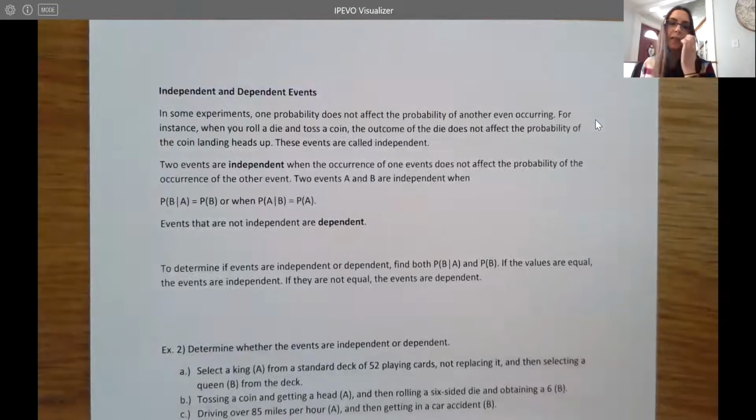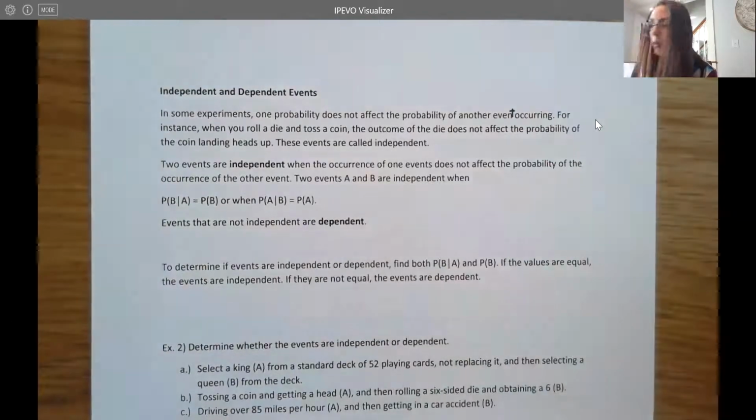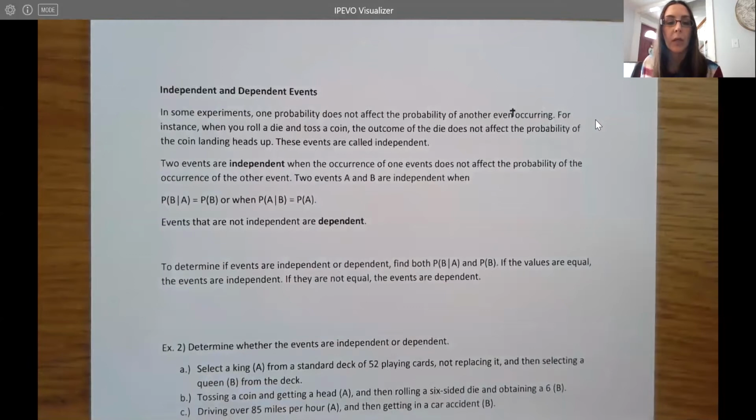Now, this brings us to the idea of independent and dependent events. So in some experiments, one probability does not affect the probability of another event occurring. For instance, when you roll a die and toss a coin, the outcome of the die does not affect the probability of the coin landing heads up. So these events are independent, right? So think about it. If I roll a die and I toss a coin, in no way is the die affecting the coin, right? They're two totally different things.